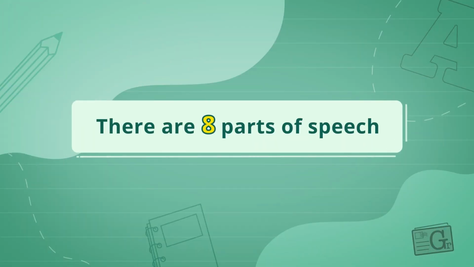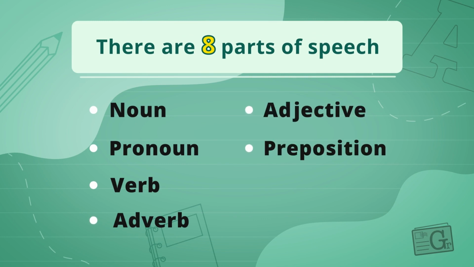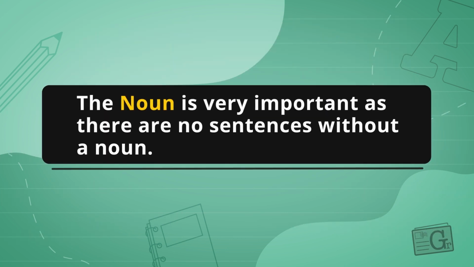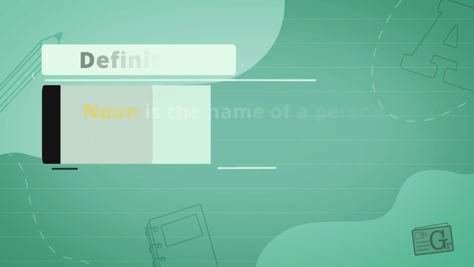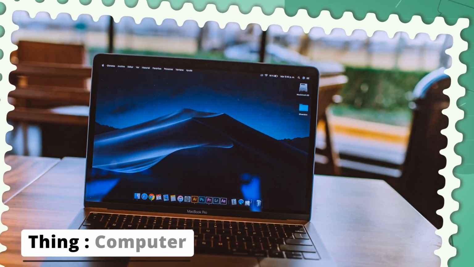There are 8 parts of speech as follows: noun, pronoun, verb, adverb, adjective, preposition, conjunction, and interjection. The noun is very important as there are no sentences without a noun. Definition: a noun is the name of a person, place, animal, or thing. For example, Ram, Delhi, tiger, computer, and so on.